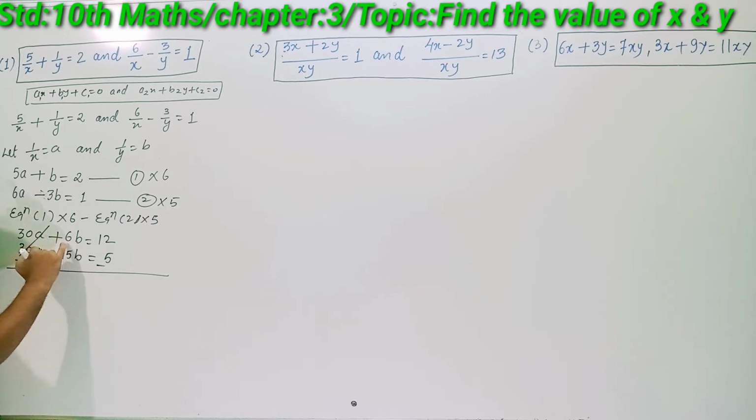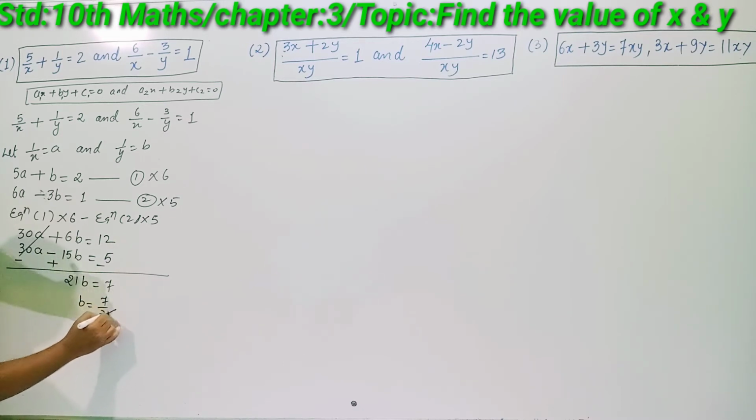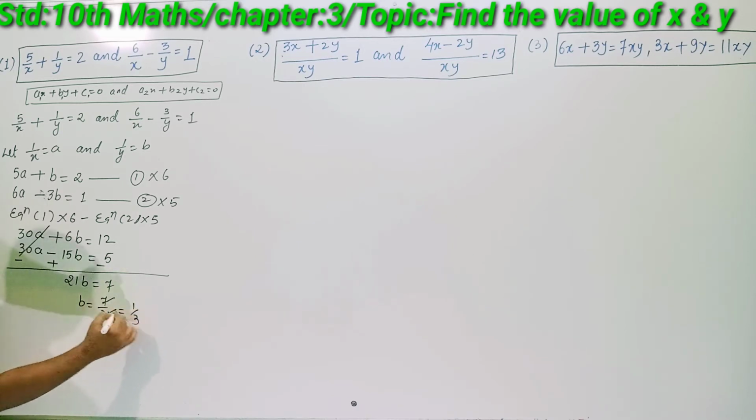Okay student, 6b plus 15b, so we are getting 21b. Now 12 plus 5 minus, so what we are getting is 7. So the value of b will be 7 by 21, so it gives 1 by 3.